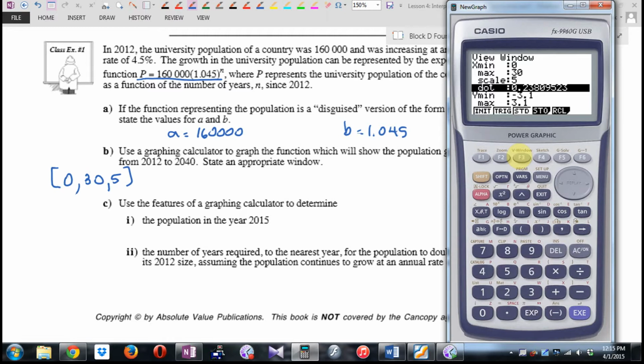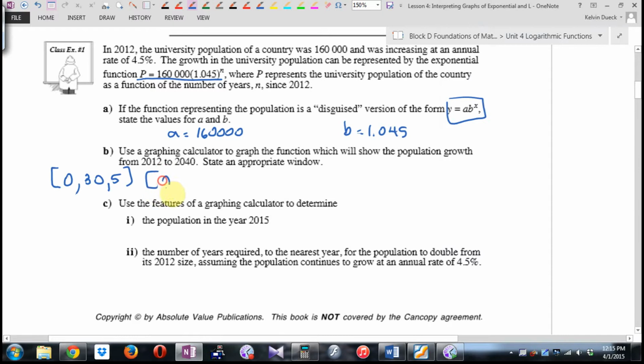Now, the Y values, that's the population. Well, I'm going to start at 0. I almost always start at 0. How big am I going to get? I don't know yet. So I'm going to leave a space and then a space for the scale. I'll come back to it.